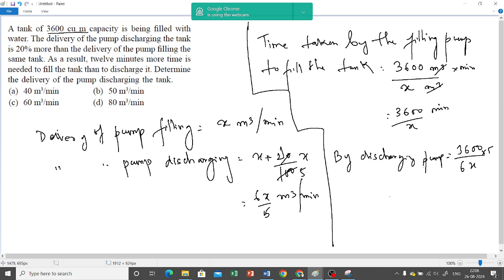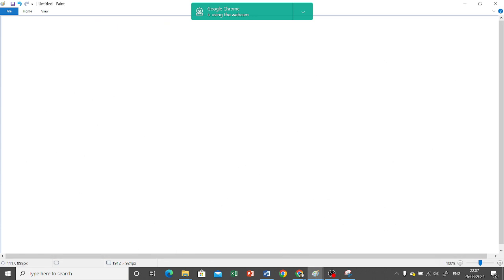Now it says the delivery of the discharging pump is higher, as a result 12 minutes more time is needed to fill the tank than to discharge it. Okay, so 3600 by x minus 3600 by 6x by 5. This is the time taken to fill the tank, this is the time taken to empty the tank. Now it is given that it takes 12 minutes more time to fill the tank, so that means the time taken to fill the tank is more than the time taken to empty the tank by 12 minutes. Now you just need to solve it.